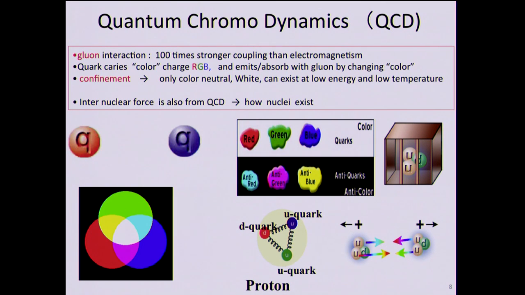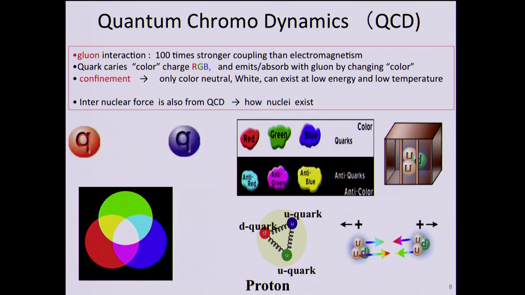This has very peculiar features. There are 2 or 3 outstanding features, and that's primarily because this is a very strong dynamics. So as I said, the force or interaction is carried by gluon, which is 100 times stronger than electroweak.